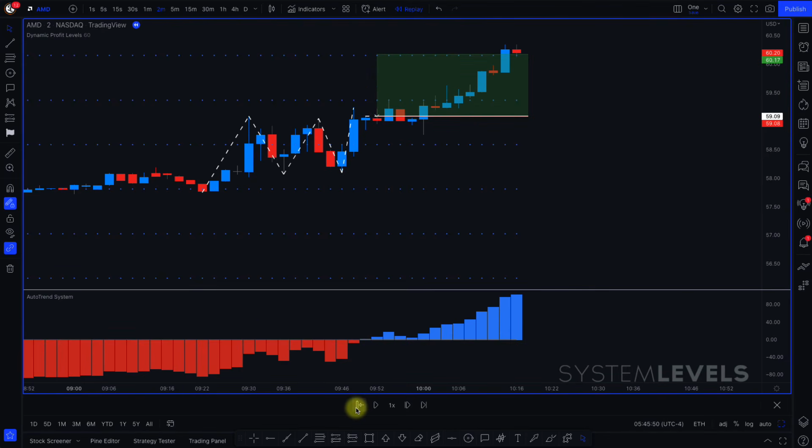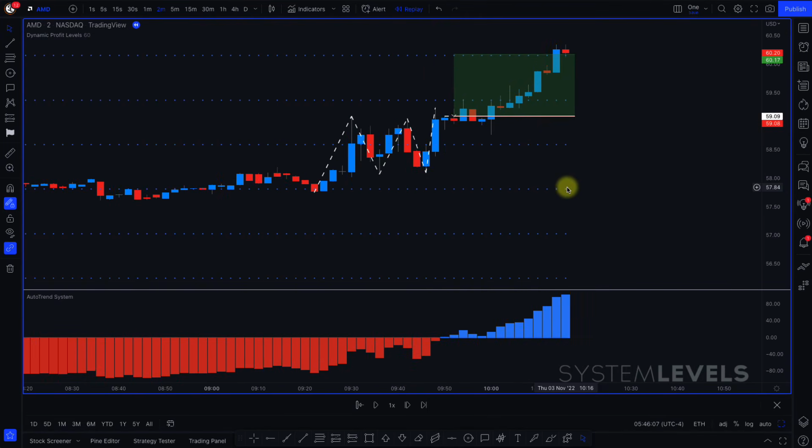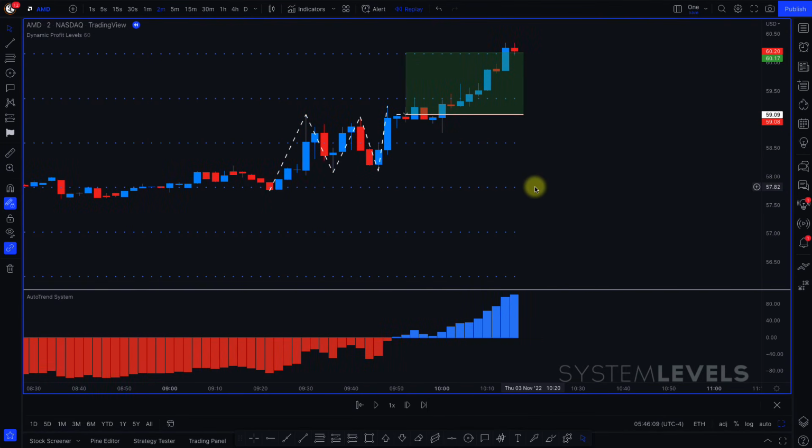So when price was here, I wouldn't have been able to move my stop loss yet. We need to hit the first dynamic profit level, and then and only then I can move my stop loss to break even. So I hope that makes sense. I know I'm repeating a lot, but I want this to make sense because it's important.